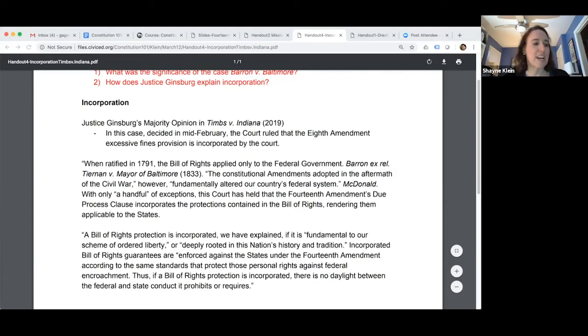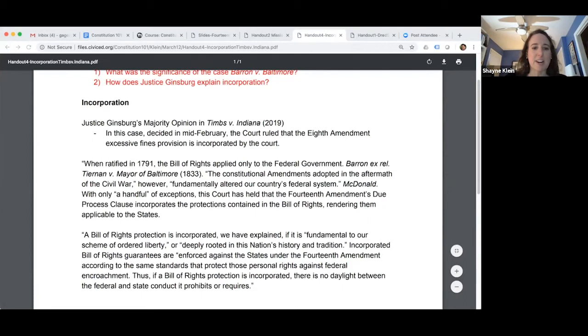So she says when ratified in 1791, the Bill of Rights applied only to the federal government. But since then, the constitutional amendments adopted in the aftermath of the Civil War fundamentally altered our federal system. It really changed things. And with a handful of exceptions, which is becoming an even smaller handful year by year, the court has held that the 14th Amendment's Due Process Clause incorporates the protections contained in the Bill of Rights, rendering them applicable to the states.